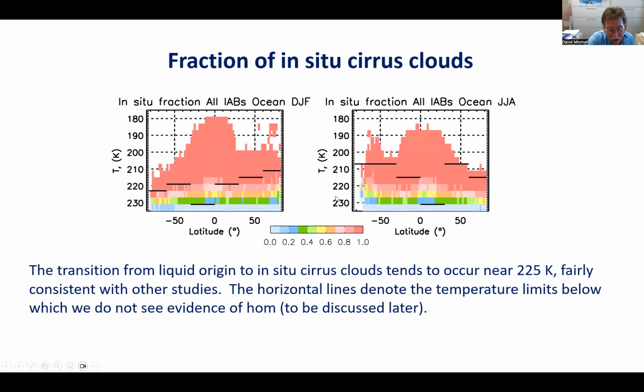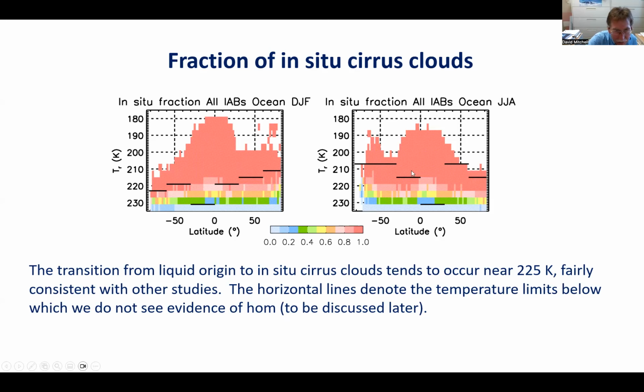So when you retrieve the clouds that way, this is what you get. This is an example of retrievals over ocean. This is the in situ fraction using all the samples, all optical depths for December, January, February, and July, June, August on the right. But basically there's a transition that occurred around 225 Kelvin. And that's fairly consistent with the other studies we looked at, like the Cirrus and Anna Lubke's paper in 2016, I think.